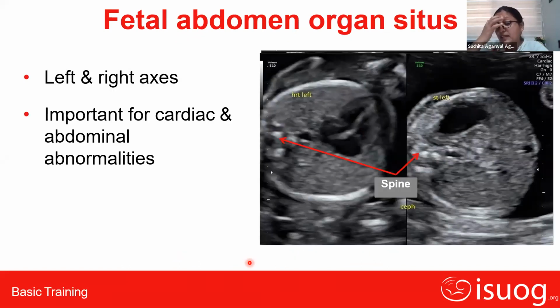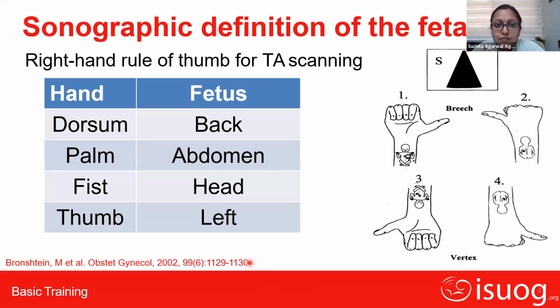Now come to situs. Establishing the situs is very important when we do a mid-trimester anomaly scan. There are many methods of establishing the situs. First, in many cases we imagine ourselves as a fetus and establish the laterality. Some use a doll method, and I think the most convenient method is the right hand thumb rule. So I will be explaining the right hand thumb rule for trans-abdominal scanning. This is for scanners who scan with the right hand.